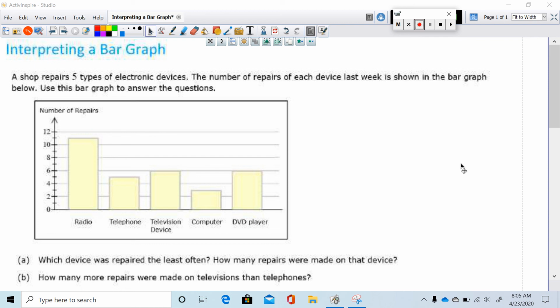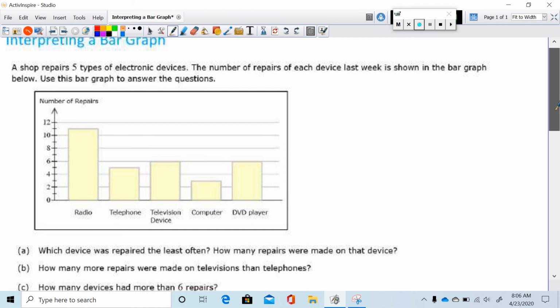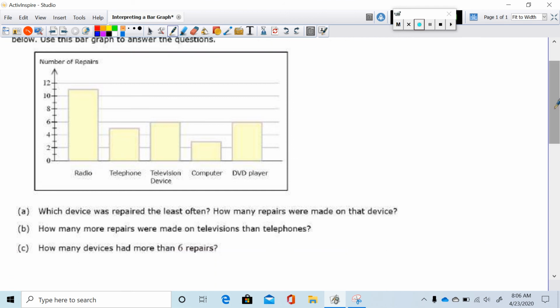Okay, for interpreting a bar graph, a shop prepares 5 types of electronic devices. The number of repairs of each device is shown in the bar graph below. Use this bar graph to answer the questions. Which device was repaired the least often? So the least often is going to be the shortest bar. So that would be computers.